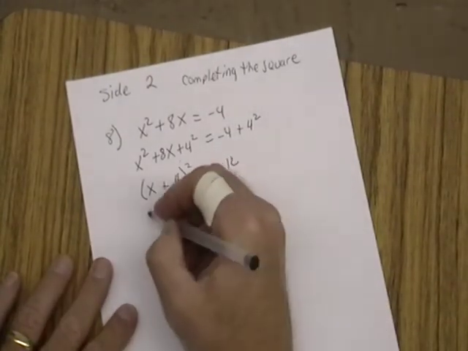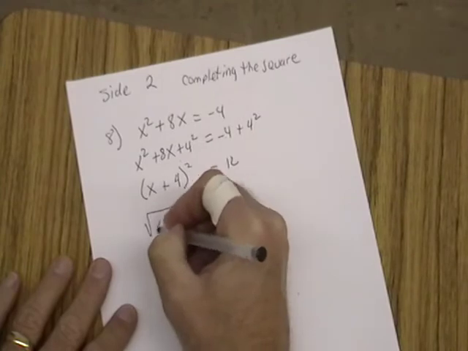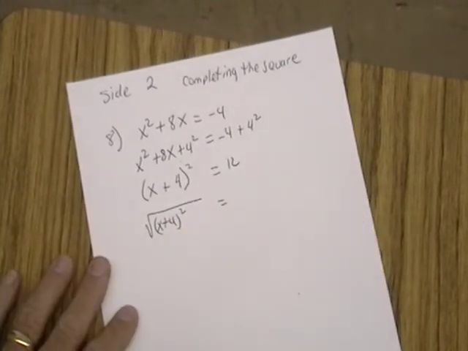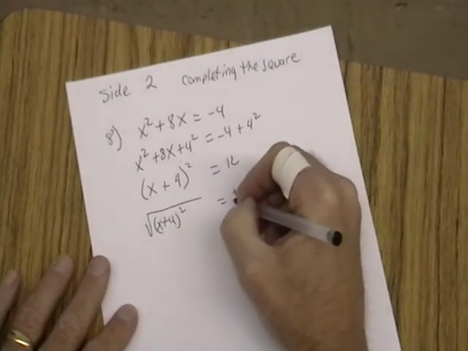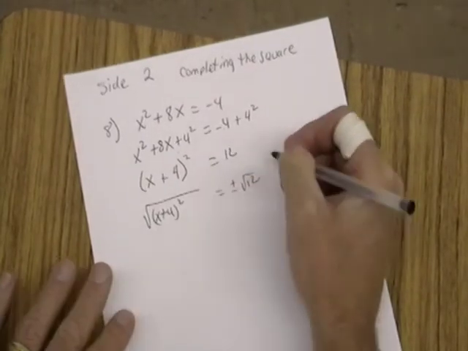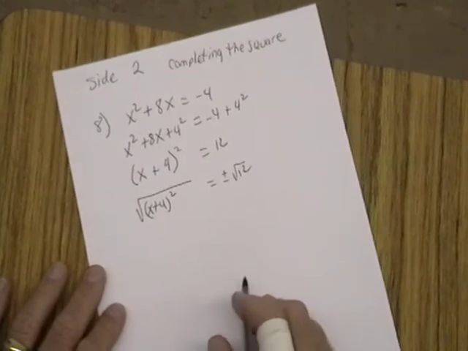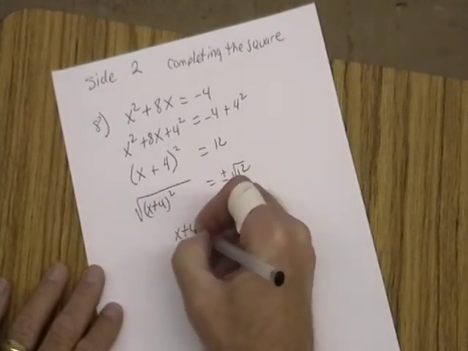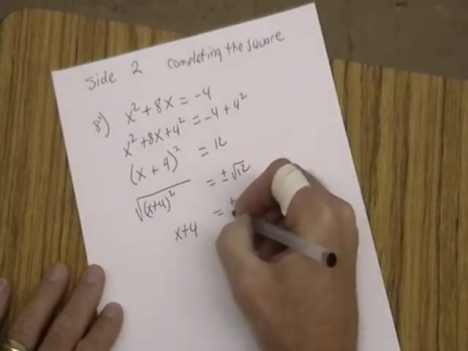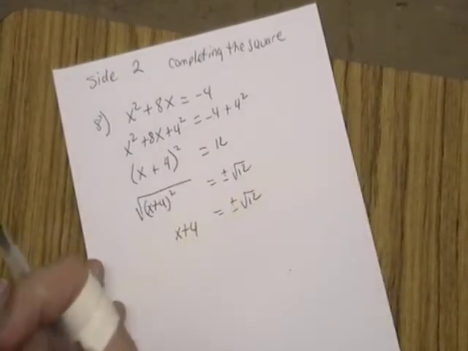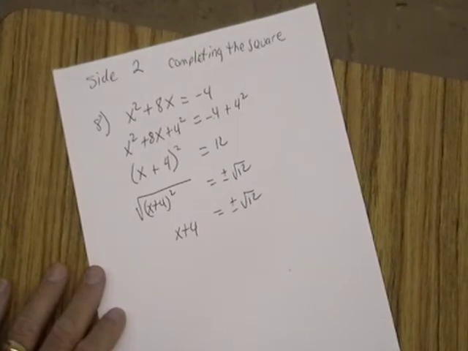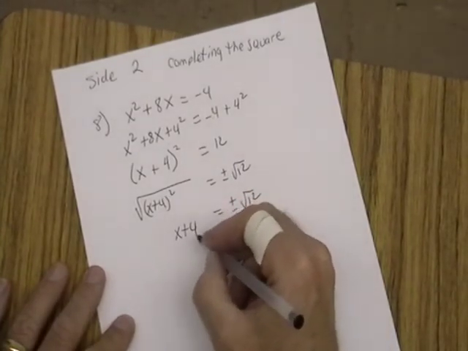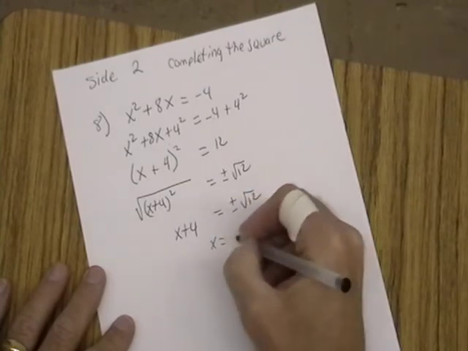We're going to take the square root of both sides. It's going to be a plus or minus square root of 12. And we take the square root of this side and it becomes x plus 4. And then this is the plus or minus square root of 12. So we get x by itself by subtracting 4 from both sides.